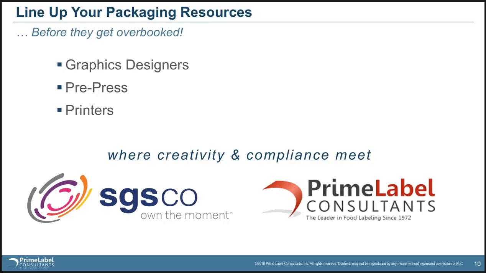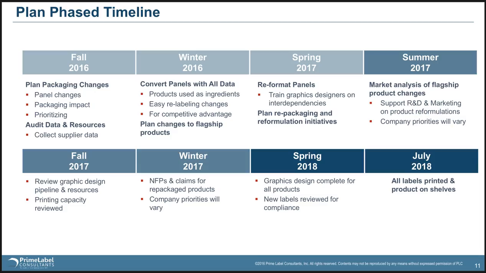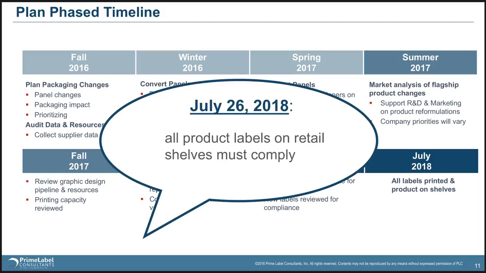Once your resources are lined up, companies will need to turn their unique priorities into a timeline that makes sense. Make sure that all graphic design is completed by spring of 2018 so that labels have time to be printed and affixed to product by the FDA's July 26th, 2018 deadline.